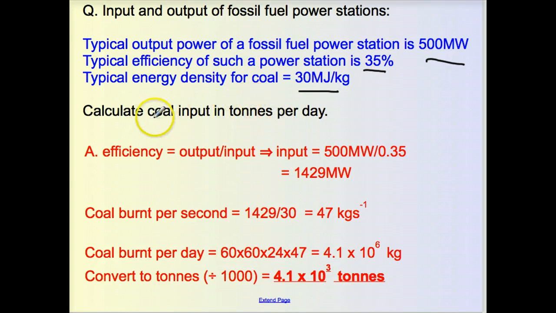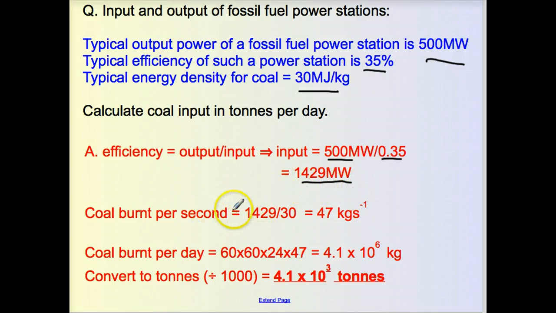So we can use that to calculate how many tons of coal are needed per day to run this power station. First part, we need to work out how much energy is going into the power station. We know that 500 megawatts is coming out, and we know the efficiency is 0.35. So divide the output by the efficiency, we get the input. So the input is of this order here, 1,429 megawatts of energy is going in.